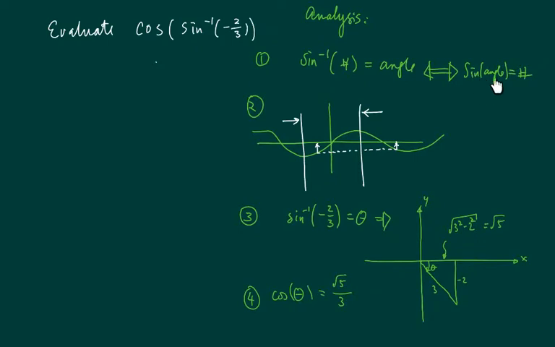When I have a sine act on an angle, I will have a number. Inversely, inverse sine acting on a number will give you an angle. So that's why this whole chunk inside is the cosine of an angle. We don't know what this angle is, but we can find out what the cosine of this angle is.